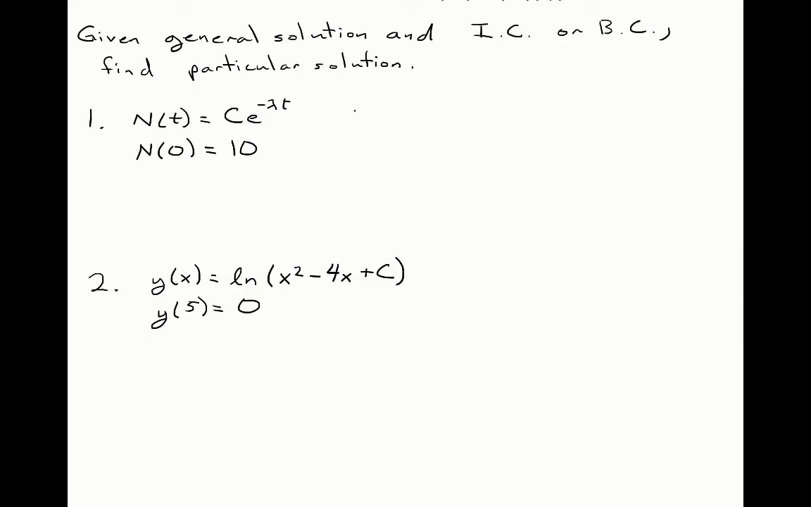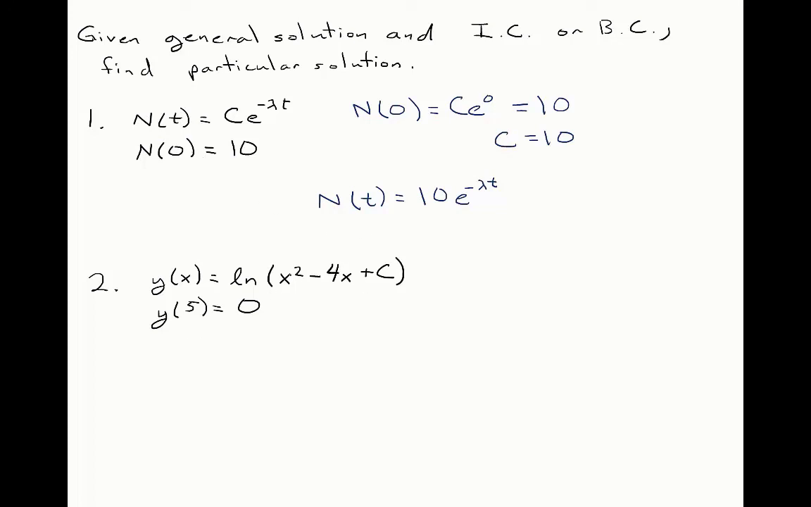Okay, so all we have to do is plug in for t equals 0. So at t equals 0, we have c e to the 0, and that equals 10. E to the 0 is 1, c equals 10. So this one has really easy algebra. So your particular solution is n of t equals 10 e to the minus lambda t. And that's why c is called n naught in the way this formula is normally written, because it's the value of n when t equals 0.